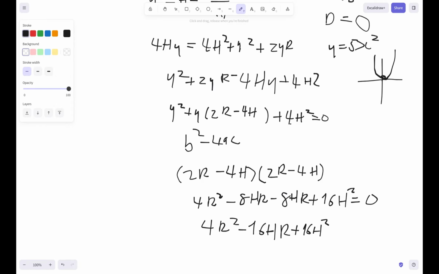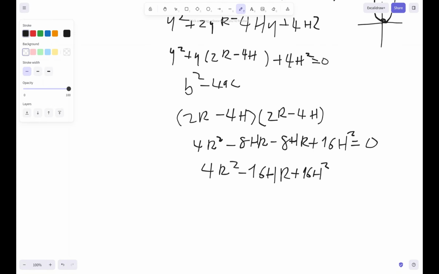I don't think I had this actually. Oh, wait. This b squared. Oh, it's just the first term. I need to do minus 4, I see.